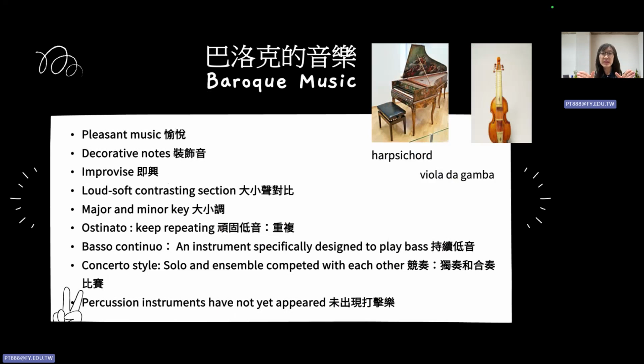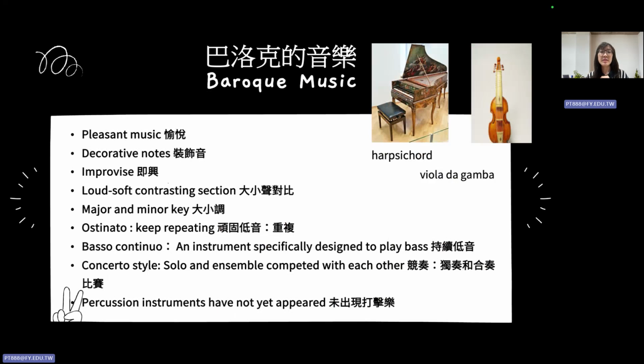Ostinato is like a pattern, the low note. It will keep repeating, and it is the pattern of ostinato。叫顽固低音。Basso continuo is also kind of the ostinato. There's an instrument that is specifically designed to play those bass notes. Okay, concerto style。就是会有一些像是四季这种节奏有竞赛的曲子 where the solo player and ensemble compete with each other.